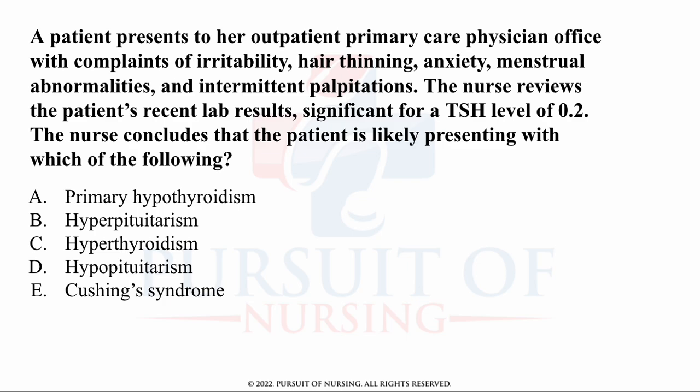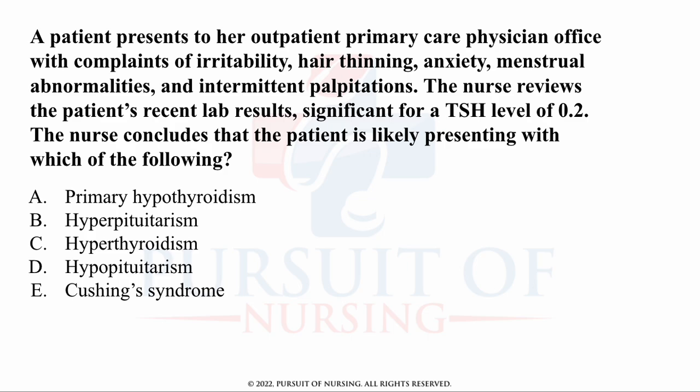All right, this is a classic multiple choice, testing your knowledge of physiological integrity. A patient presents to her outpatient primary care physician office with complaints of irritability, hair thinning, anxiety, menstrual abnormalities, and intermittent palpitations. The nurse reviews the patient's recent lab results, significant for a TSH level of 0.2. The nurse concludes that the patient is likely presenting with which of the following.